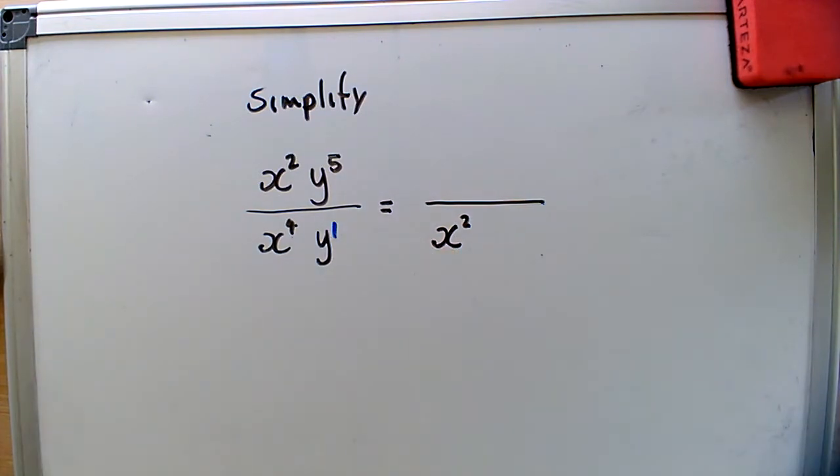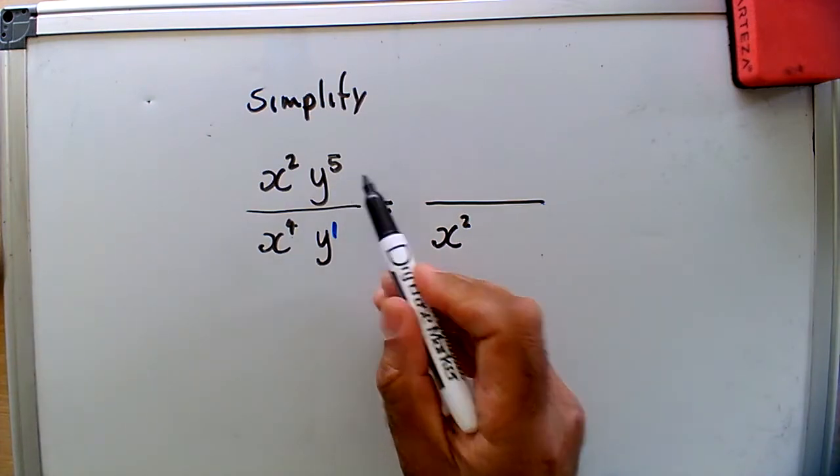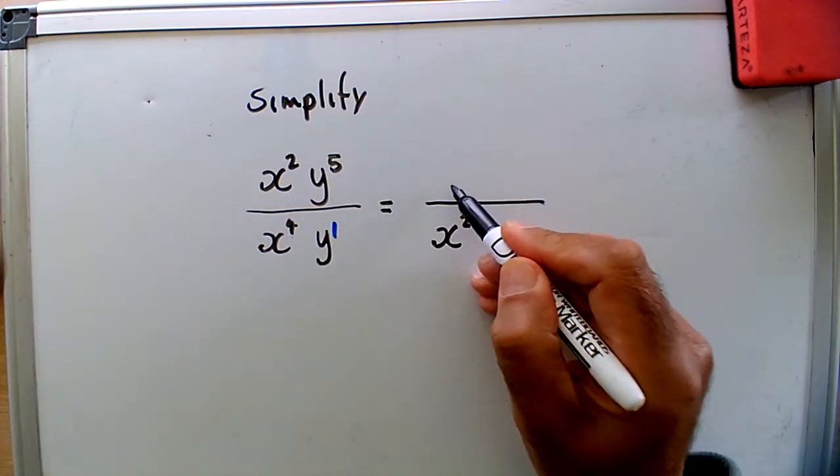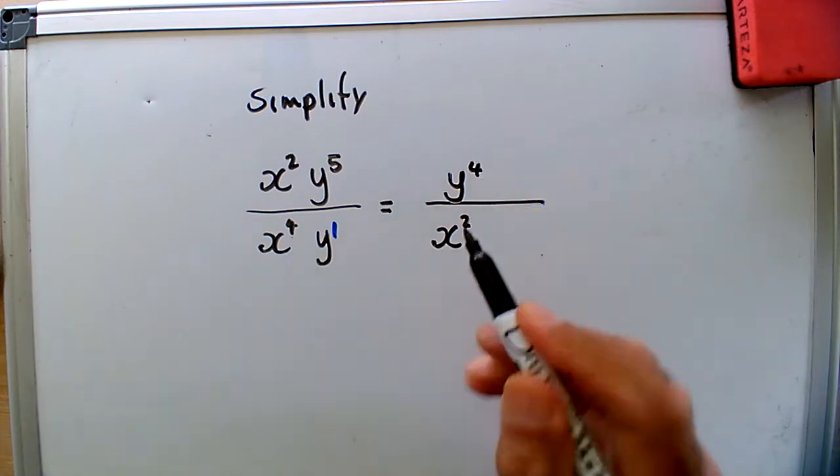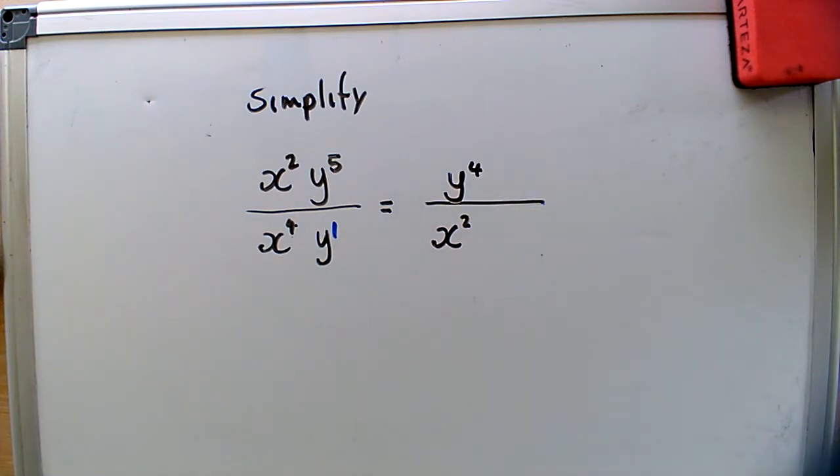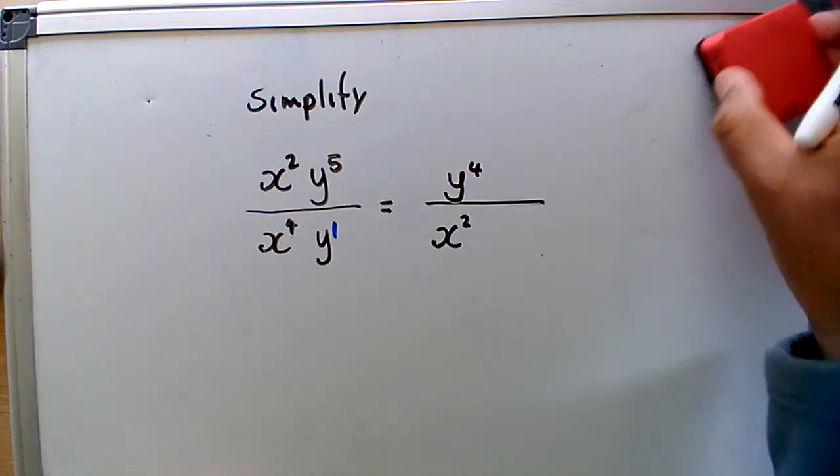But there's more of them on the top. So my answer is going to be on the top. So 1 from 5 is 4. So y to the power of 4 will be on the top. Let's take another one.